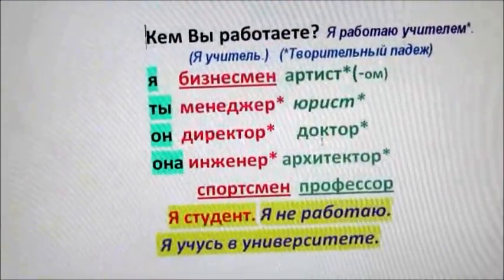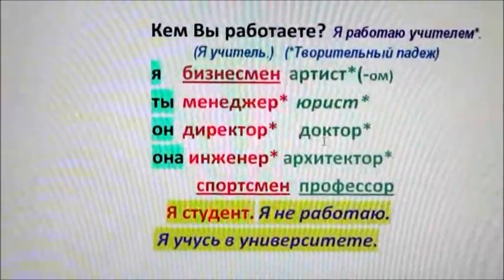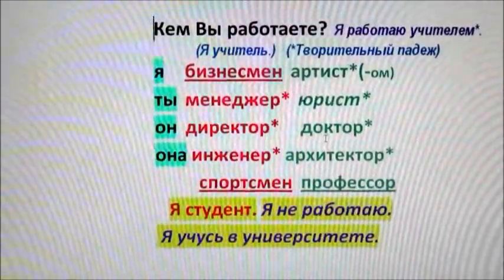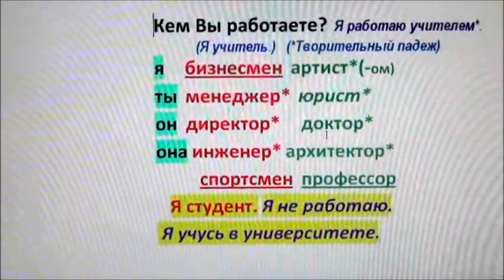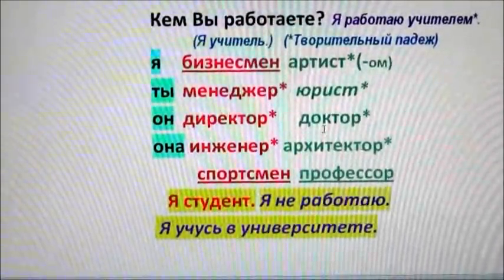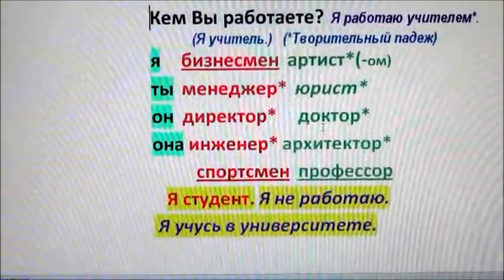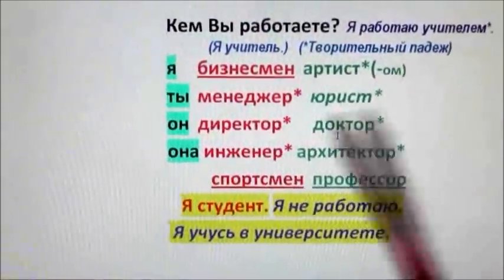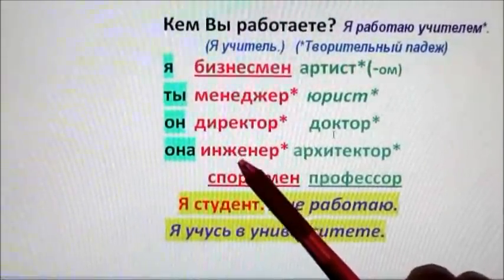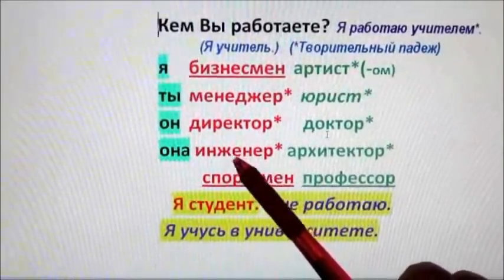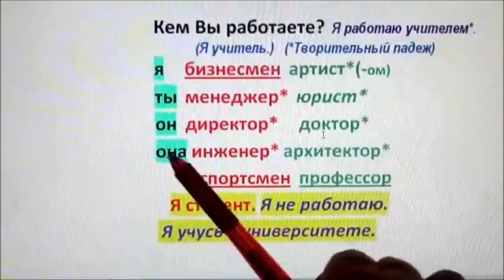I didn't show it here. But doctor here is medical profession, okay? Doctor наук will be, you know, PhD. But here doctor is medical profession. The next we have, for example, она инженер. Она работает инженером. Инженер is engineer. Он инженер или она инженер.